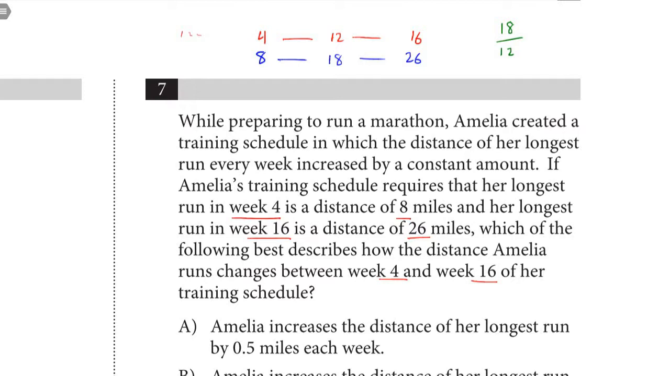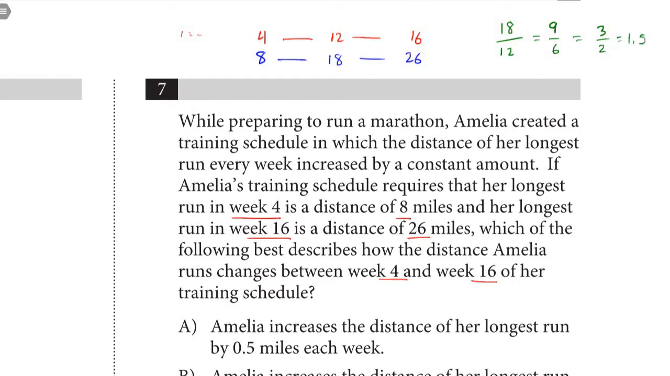18 over 12. This is just going to give us the rate, how many miles she needs to increase every single week to reach her goal on week 16. Let's simplify 18 over 12 a little more. If we divide 18 by 2 and 12 by 2, we get 9 over 6. If we divide both the top and the bottom by 3, 9 divided by 3 is 3, and 6 divided by 3 is 2. And 3 over 2 is 1.5.